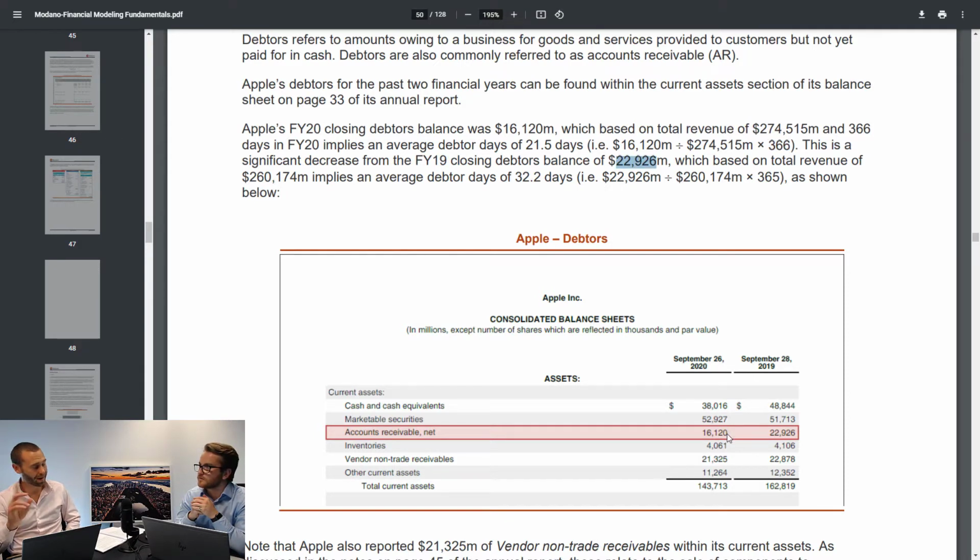Now that's sort of pandemic related stuff. They actually, I think, overstocked. They had bad inventory management during 19, and that was a real issue for the company. Along came the pandemic. Everyone has heaps of money, buy stuff. Perfect. But that resulted in their days moving a lot. So their average debtor days for FY20 was 21.5, and FY19 was 32.2.